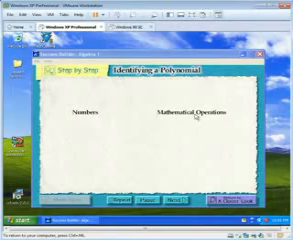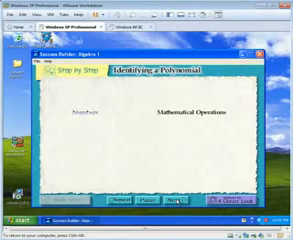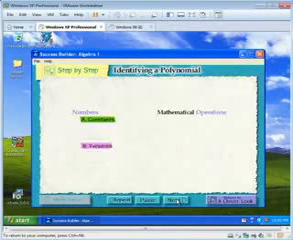Algebraic expressions are made up of numbers and mathematical operations. Numbers come in two types, constants and variables. Constants are numbers that don't change in value.